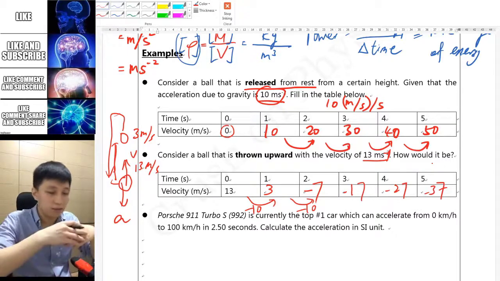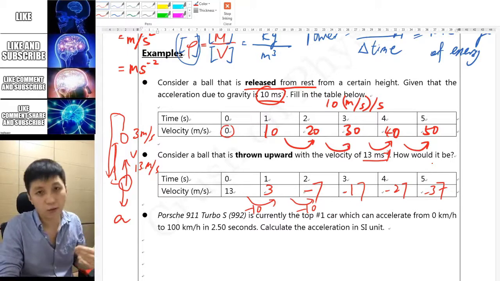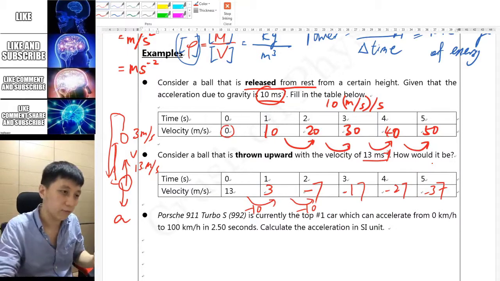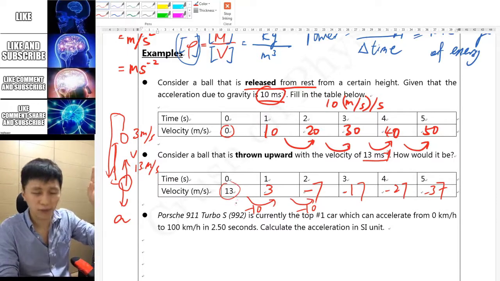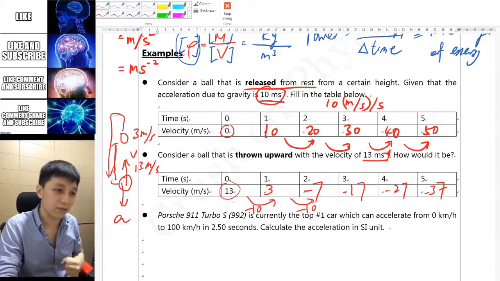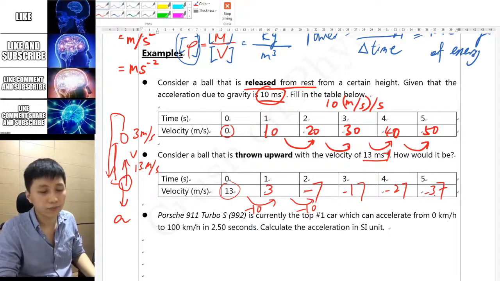Notice that negative means the direction. So it depends on what you define. You can define upward as positive, downward as positive. It's really up to you. So since the question already defined upward as positive, then that means downward is negative. So that's why you end up with the negative number in the later section.